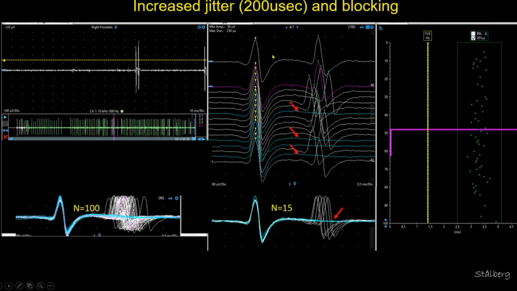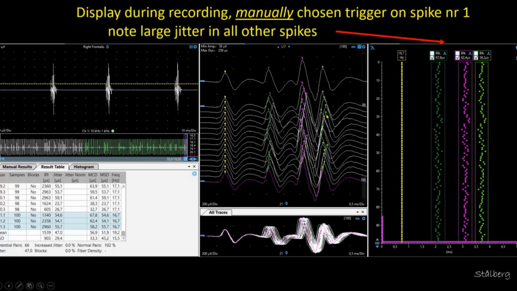Here is just a regular situation in a patient with myasthenia, where we trigger on the first and see the jitter on the second peak, and sometimes we also see impulse blocking, so large jitter and impulse blocking. Here we are triggering on the first peak, and we can measure between 1 and 2, 1 and 3, 1 and 4. And if the jitter now happens to be very large in the first one, then all the others will suffer from that. So here we're triggering on the first, and we get a large jitter to all of the others, 67, 62, 58. But this was not optimal.